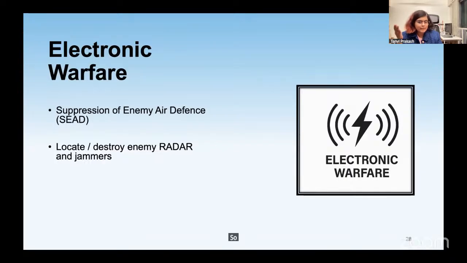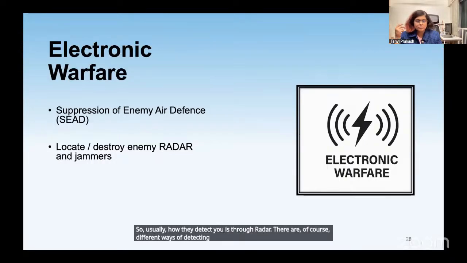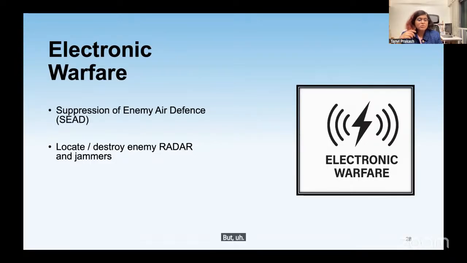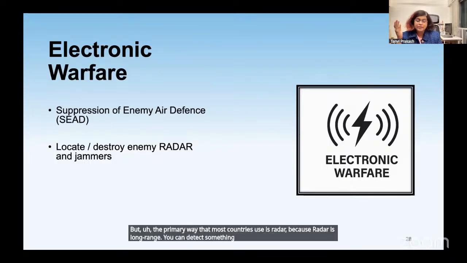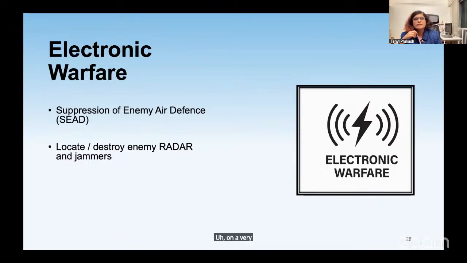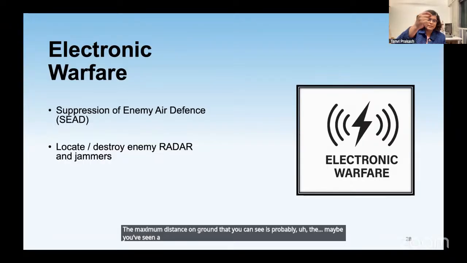Usually how they detect you is through radar. There are, of course, different ways of detecting also. There may be some acoustic means or visual means. There are many other ways. But the primary way that most countries use is radar, because radar is long range. You can detect something coming from very far away, sometimes as far away as 50, 60 kilometers. Just to give you a context of that, on a very clear day, think of the clearest day you've seen in your life. The maximum distance on ground that you can see is probably maybe you've seen a plane flying in the air above you.